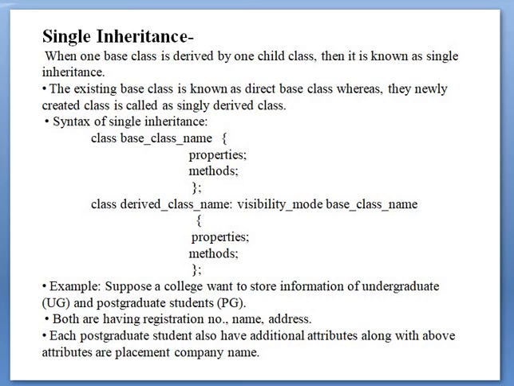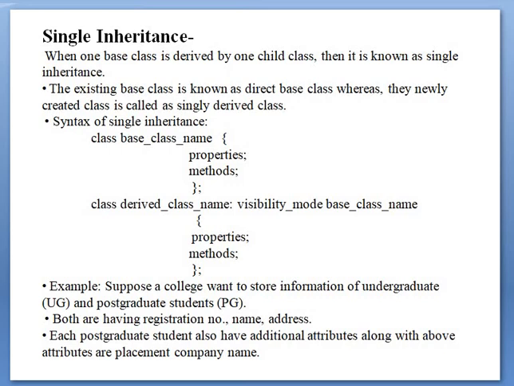When one base class is derived by one child class, then it is known as single inheritance. Means when we create a new class from an existing one, it is known as single inheritance. In this we can create only a single child class from the base class. The existing base class is known as the direct base class and the newly created class is called a singly derived class. Now see the syntax of single inheritance.